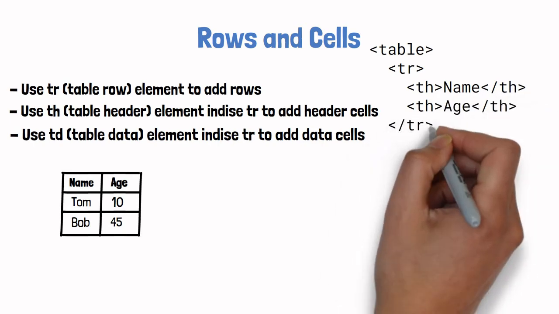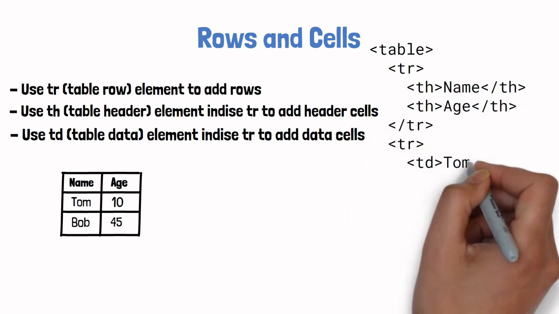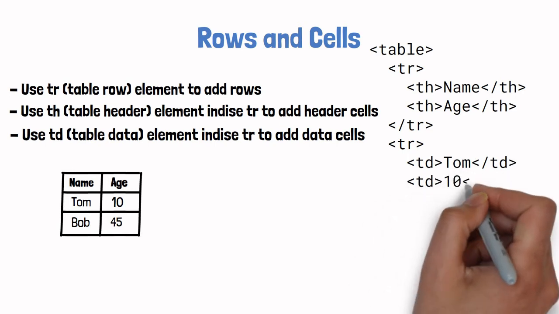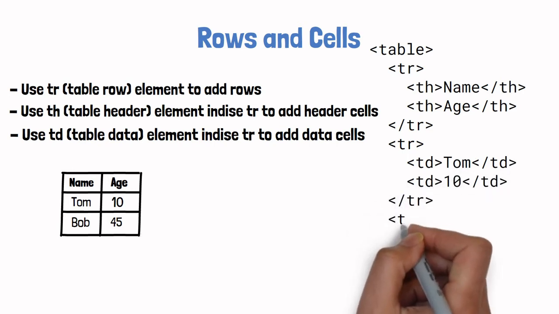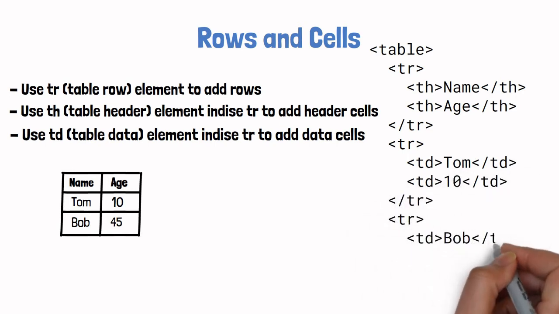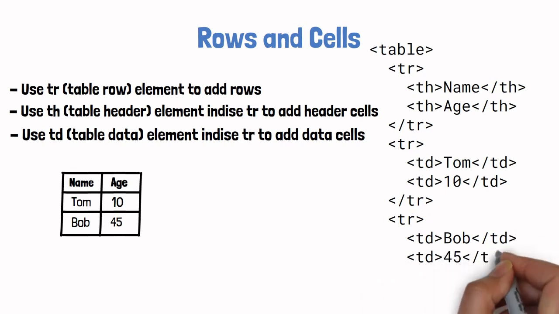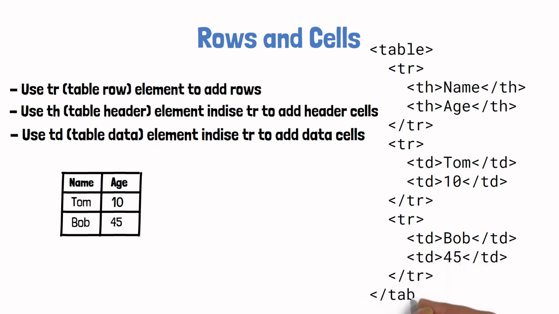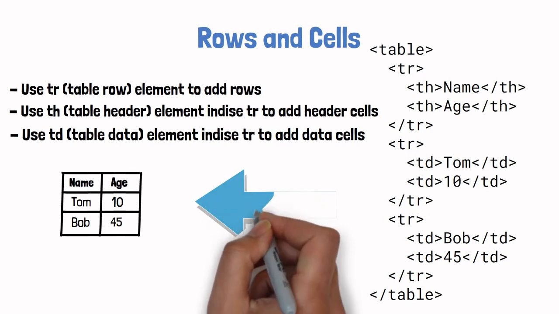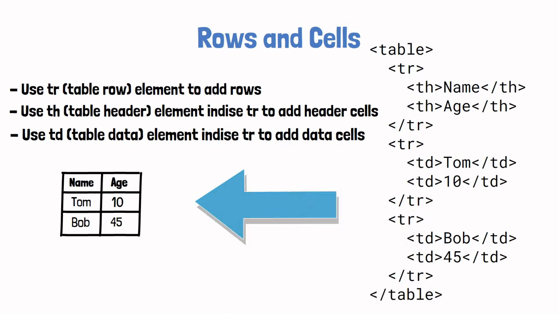To create this table, we need to write the HTML code you see here. Note we have a single table element, and nested within it we have 3 table row elements. The first has 2 table header elements, and the other 2 rows have 2 table data elements each.